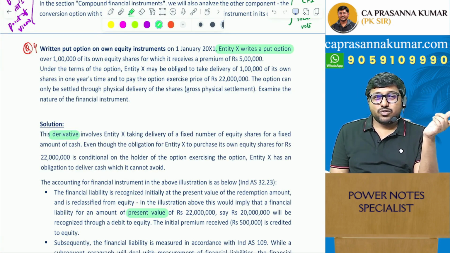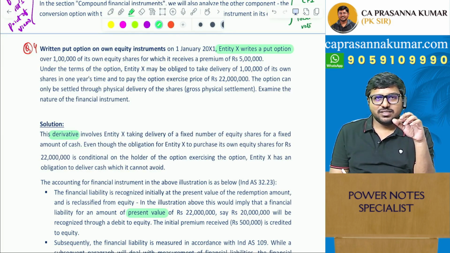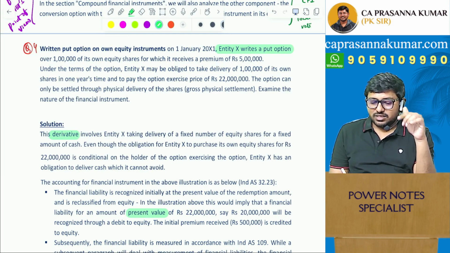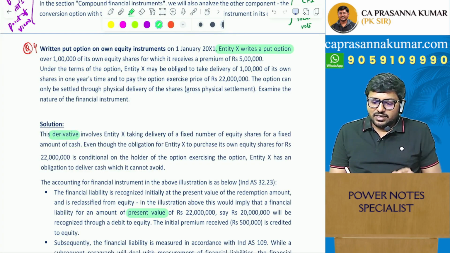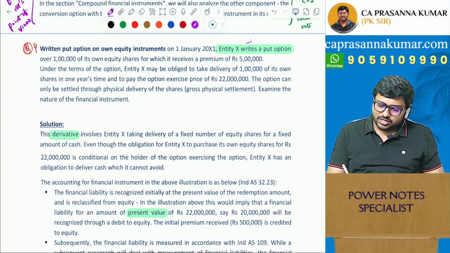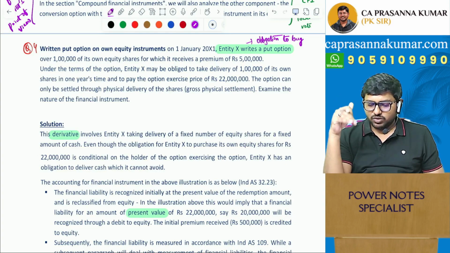Right to sell is for whom? The one who buys the put option. Here, this guy has written the put option, which means he is the seller. Seller will always have an obligation. When the buyer has got the right to sell, then the seller has got the obligation to buy. Correct? So entity X writes a put option means immediately you need to translate that. So what is the translation? Obligation to buy. Provided the other guy, the option buyer, exercises the option, then only he'll have the obligation to buy.